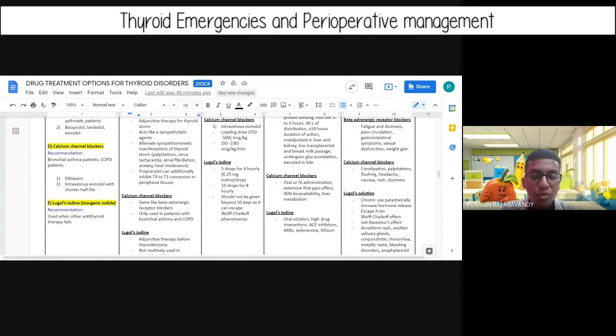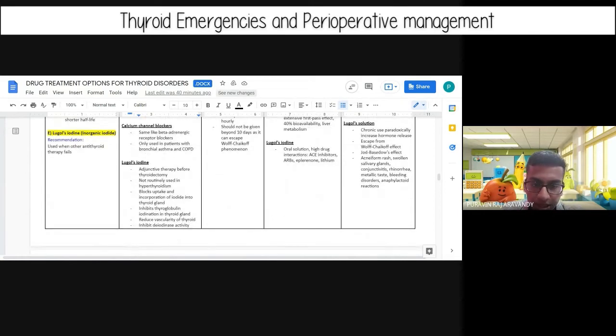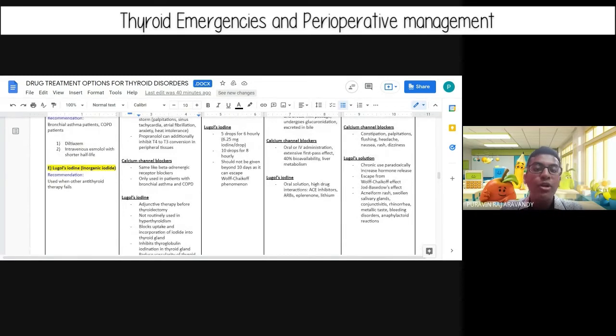The Wolff-Chaikoff phenomenon is the uptake and incorporation of iodide into the thyroid gland. If that doesn't occur, then the entire inhibition of thyroid hormone synthesis will not occur, and this will paradoxically increase hormone secretion as well. So it's like a counteractive mechanism will occur.